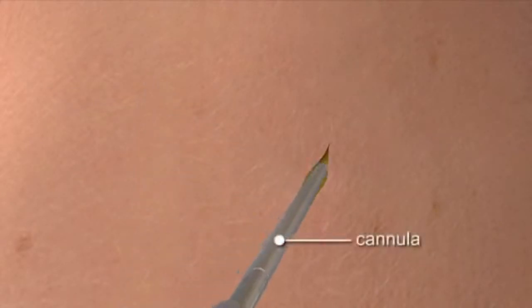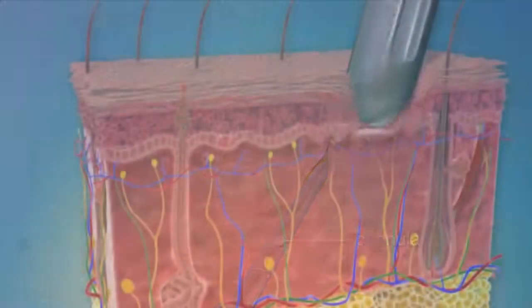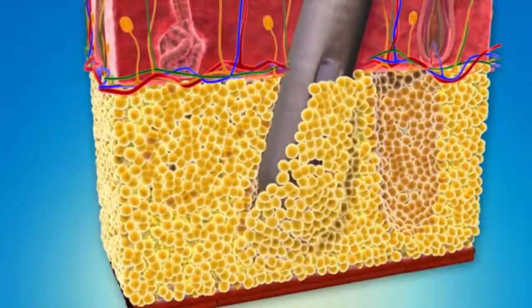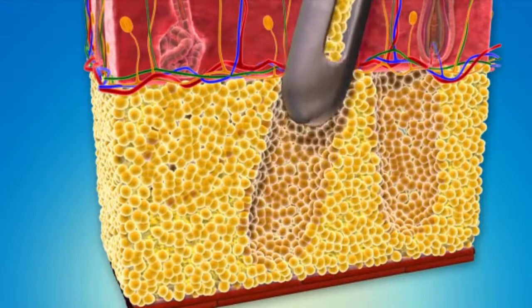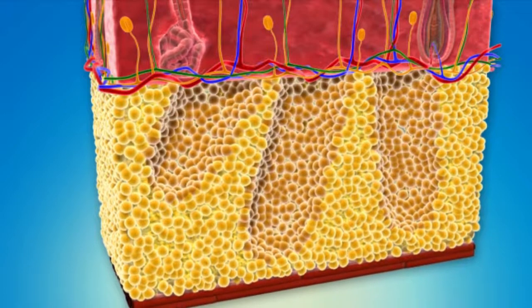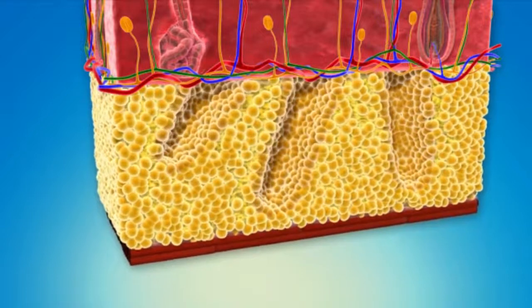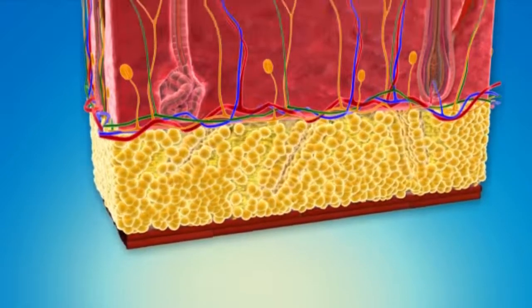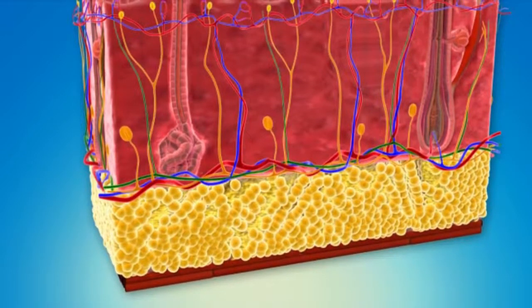Your surgeon will insert a small tube-like device called a cannula. Using a forward and backward motion, small tunnels are created in the fat layer, removing the fat with a gentle suction. The tunnels will collapse over the next few weeks, resulting in new contours in the specific treatment areas. For more information on the liposuction procedure, please view our liposuction animation.